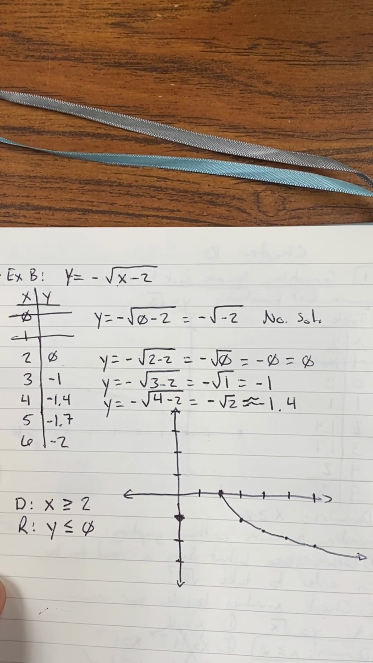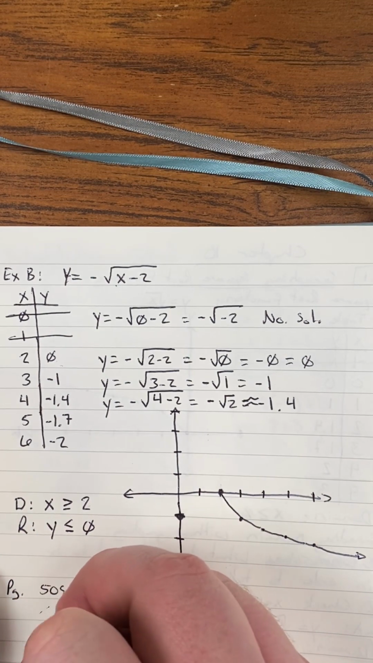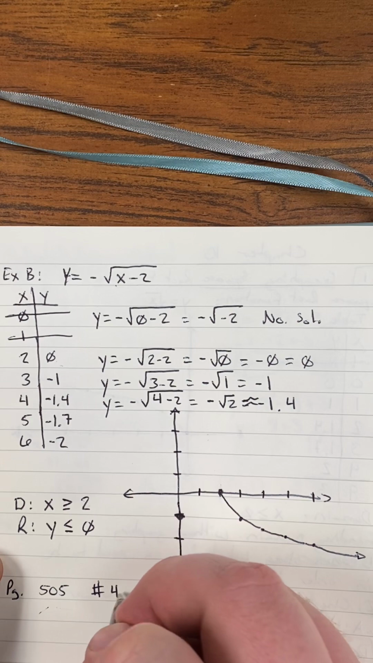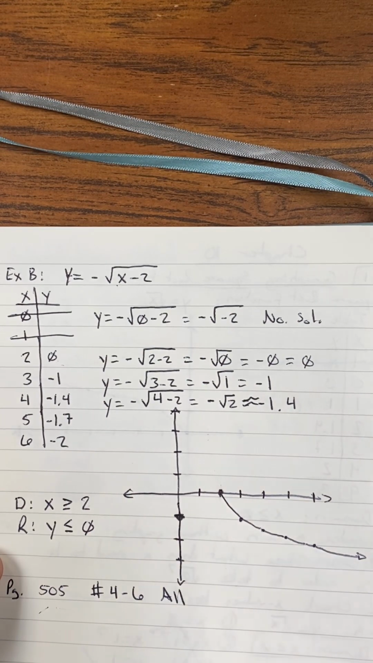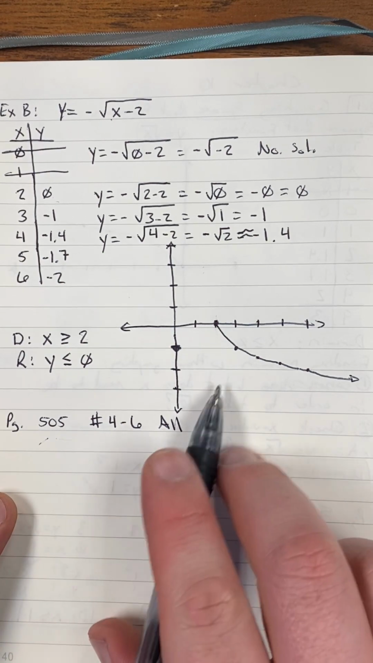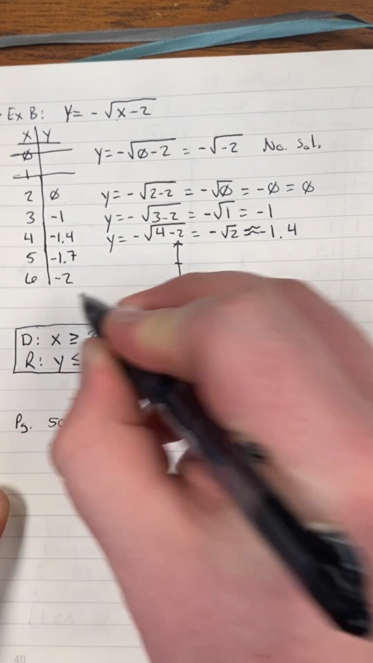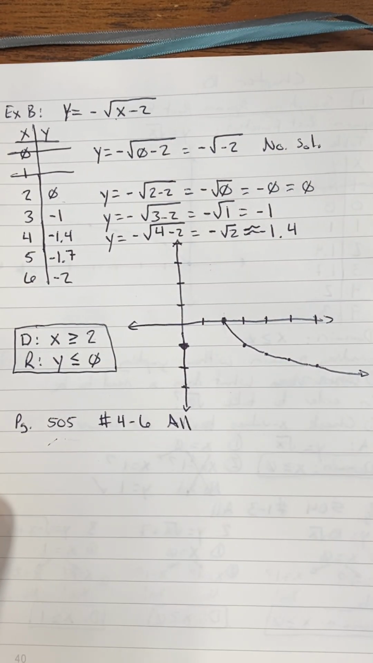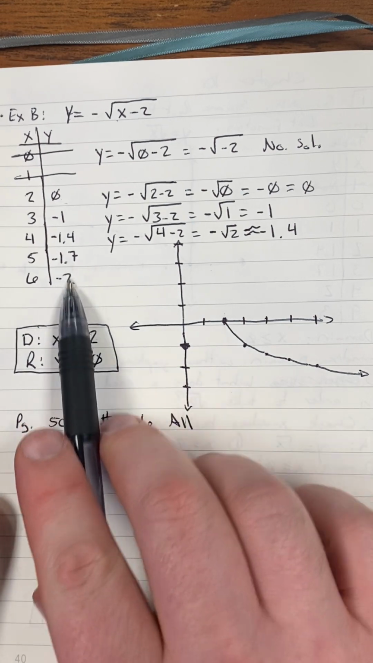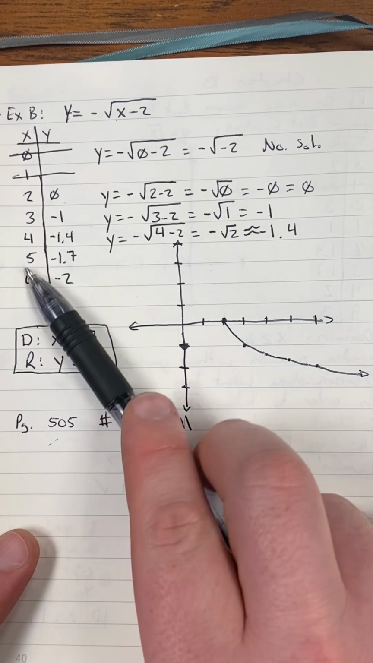So I want you to do that for, let's do page 505, numbers 4 through 6, all, okay? So what you're going to do is you're going to graph them first, just like we did, and then you need to describe the domain and range. All right, so you're going to graph it by creating a table and then describe it by the domain and range. So when you do this, you're going to have to really pay attention.